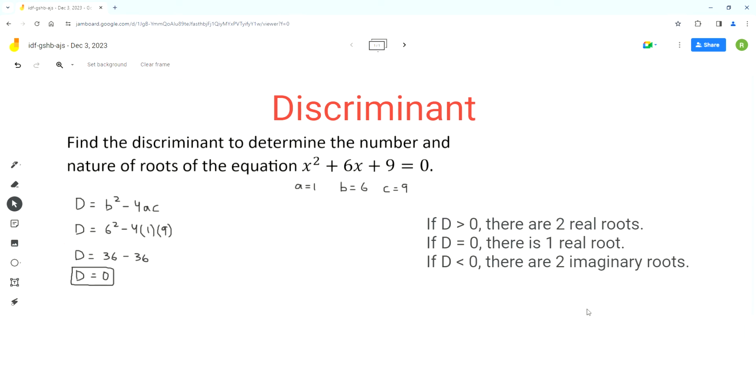So we have to use these rules to identify the answer for this situation. Now here we got the discriminant is equal to 0. So we can conclude that this equation has one real root. So we can write the given equation has one real root.